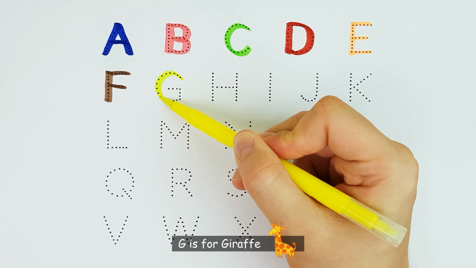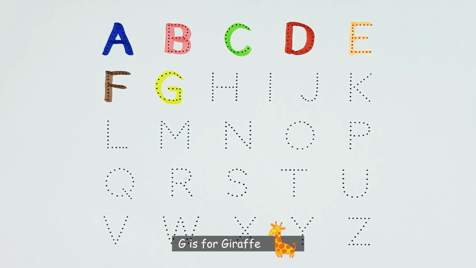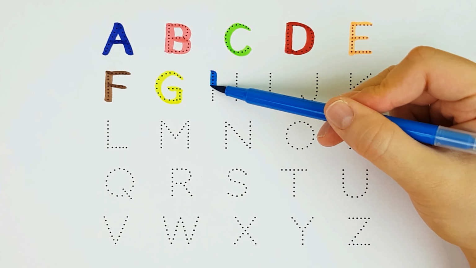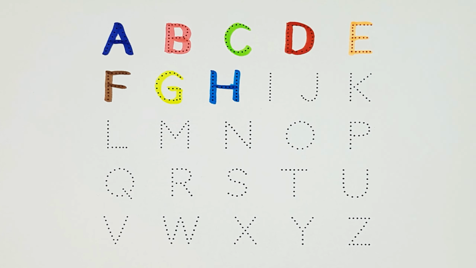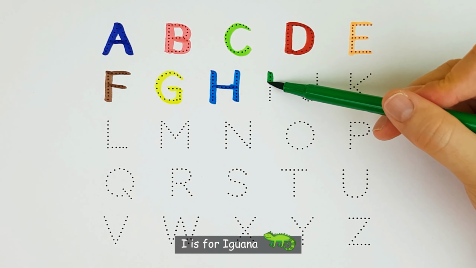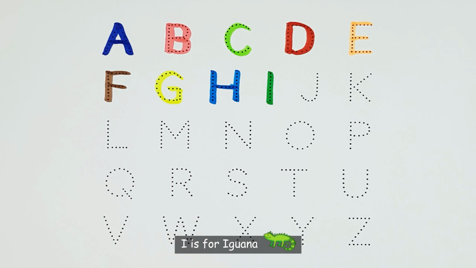G is for giraffe. H is for hippopotamus. I is for iguana.